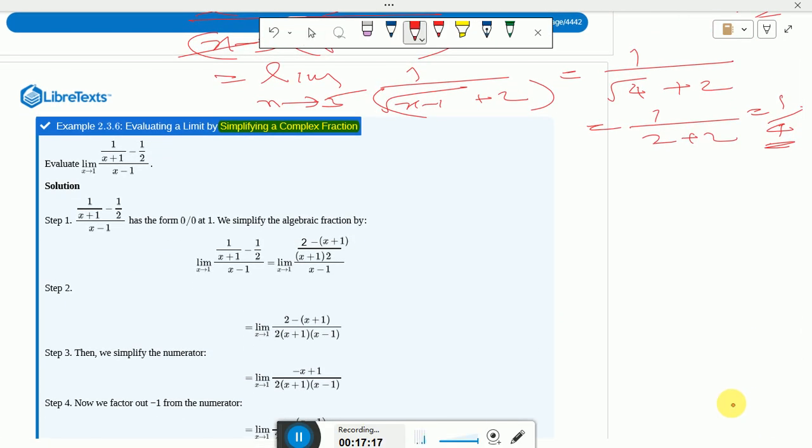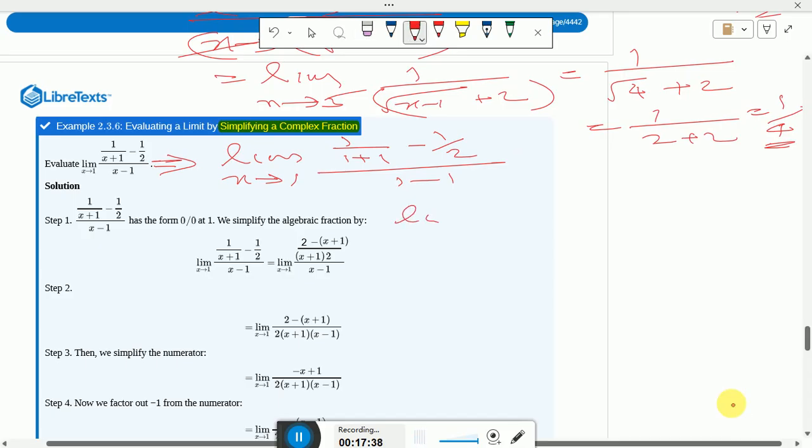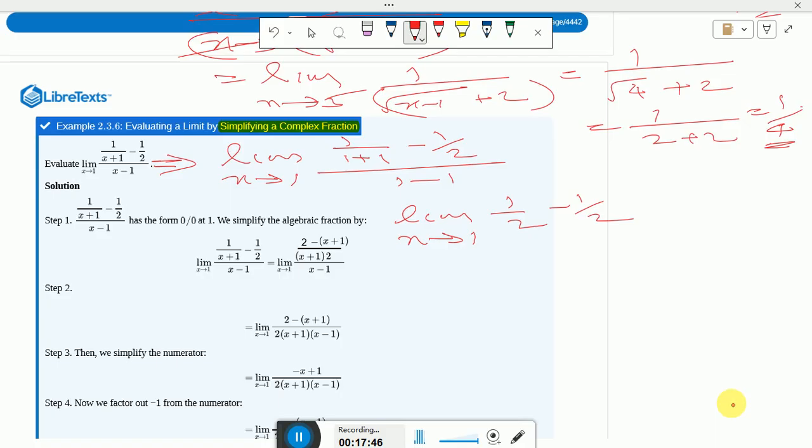So the third technique. Here also limit x approaches 1. If I directly replace 1 here, we get 1 over 1 plus 1 minus 1 over 2, over 1 minus 1. So half minus half is 0, and 1 minus 1 is 0, so 0 divided by 0. We cannot provide the answer directly.